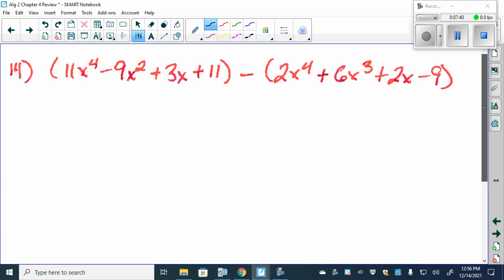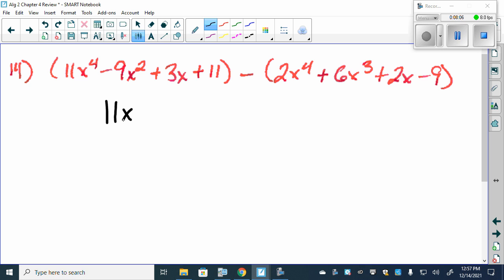Let's look at number 14 for our subtraction. Now, one thing we do have to remember is everything in the second set of parentheses is going to have a sign change, because when we have the negative out front, it applies to everything inside the parentheses. If you have trouble remembering that or doing that, that's fine. We can do it vertically.